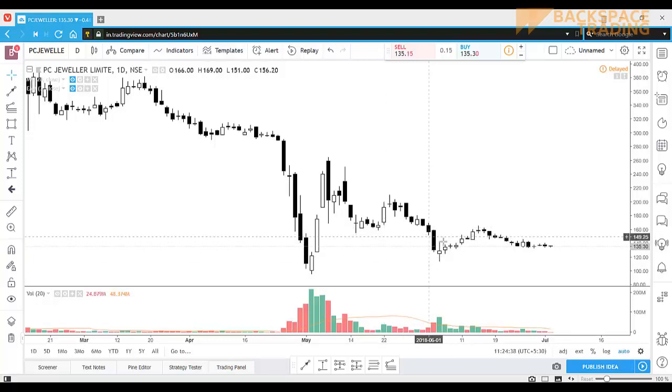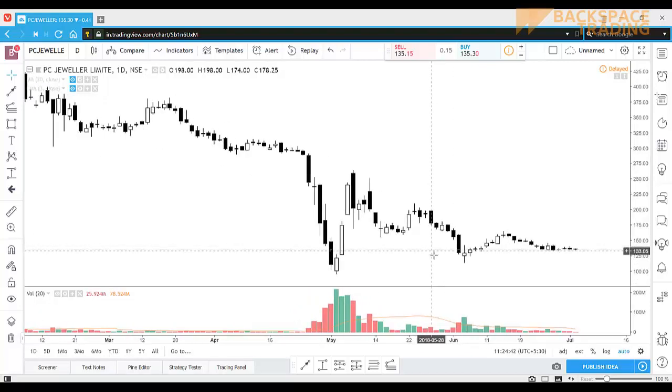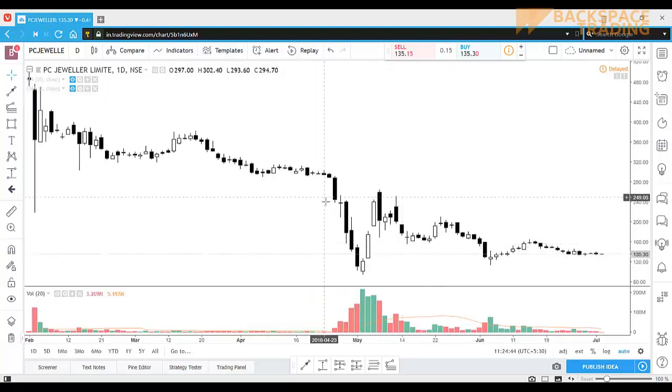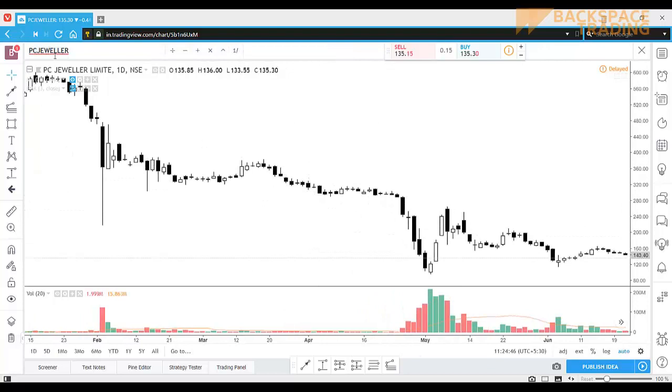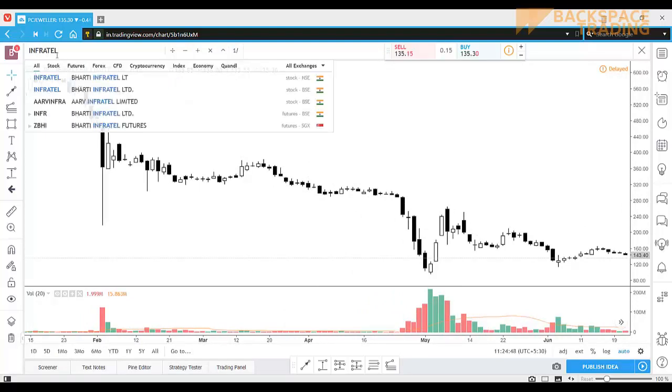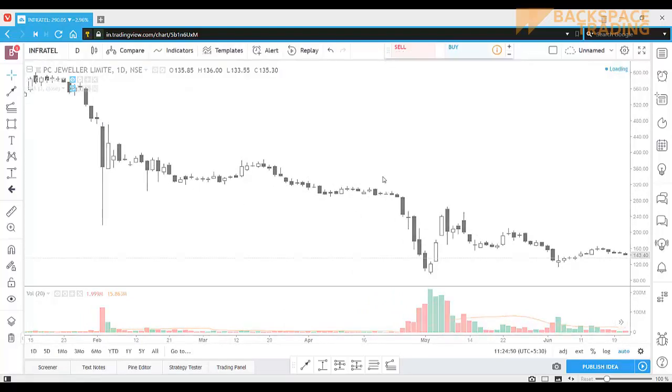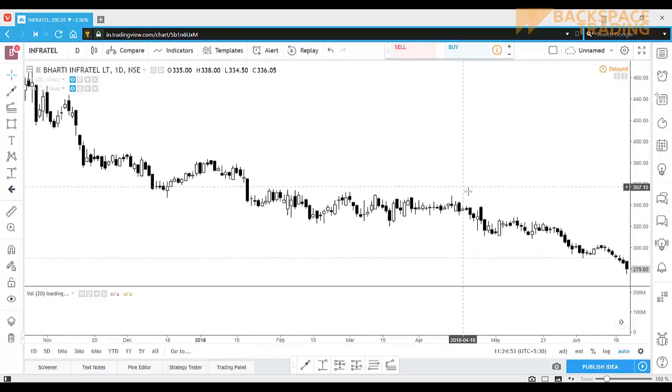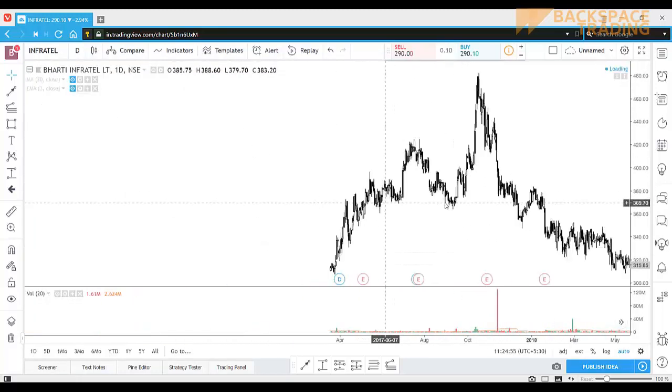And what else am I missing for this breakout? Yeah, there is another thing called Infratel, Bharti Infratel. Let me show you what that term sheet does.